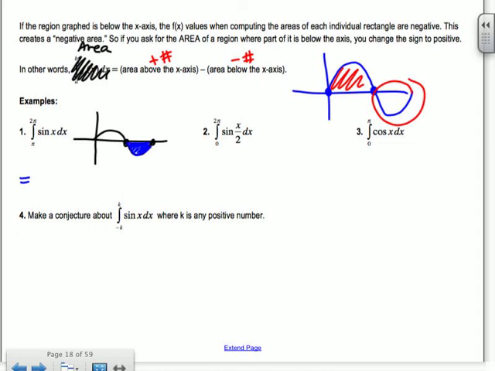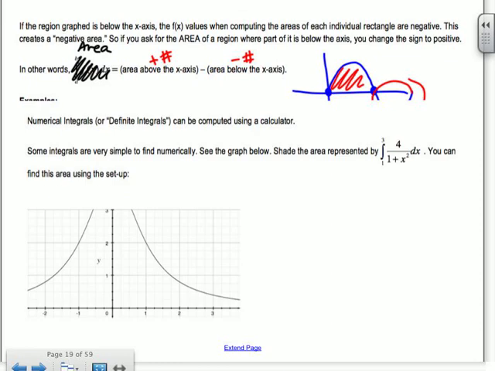pi to 2 pi. Ooh, we don't know the shortcut yet. No, I mean, I showed you the shortcut. You guys could find the antiderivative of sine, right? What would it be? Negative cosine, and then you can plug in those two values. So I think I have something wrong with this page. I don't think I can teach you this yet. Okay, I'm going to skip it. So we'll skip this page.